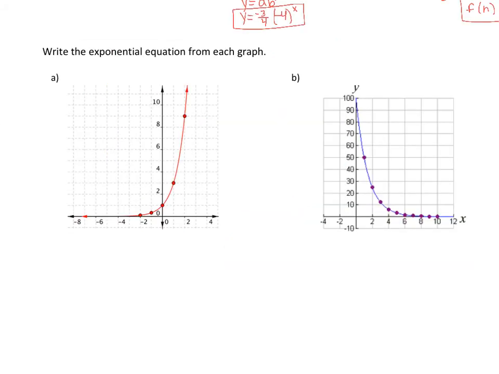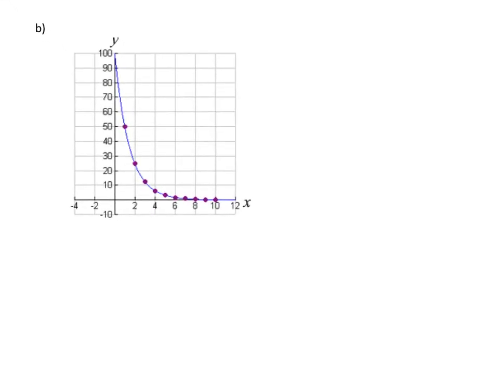Write the exponential equation from each graph. I will do letter B with you because I think it's a little bit more difficult to pick out the points, and then you can do A on your own. Letter B. Well, in order to write an equation from a graph, I'm simply just going to record the table.